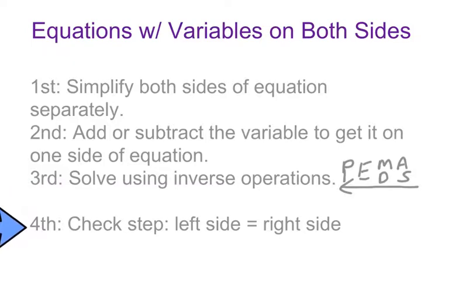Alright, fourth step, it's the check step. You want to make sure that the left side equals the right side of the equation. So you're going to need to plug the variable back in more than once actually, since you have variables on both sides. Alright, pause the video if you need more time. And now on to example 1.